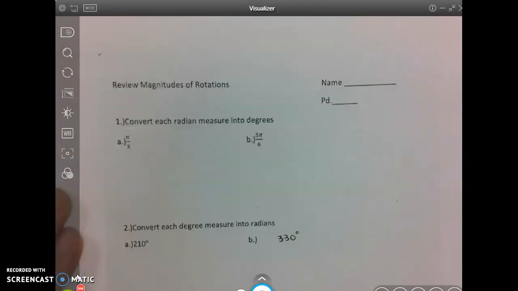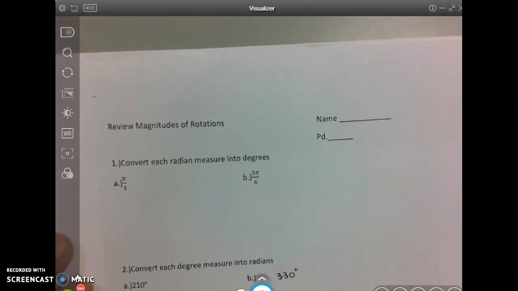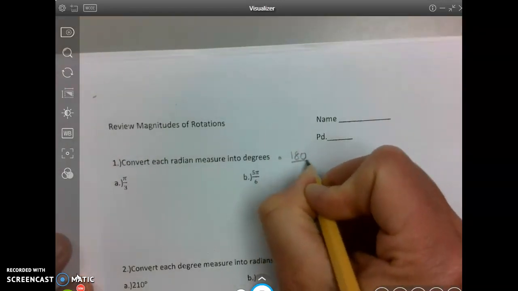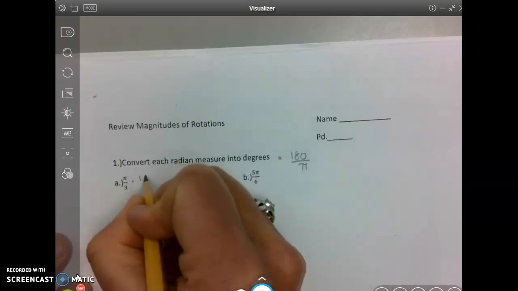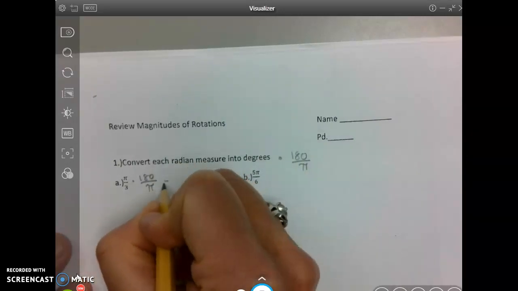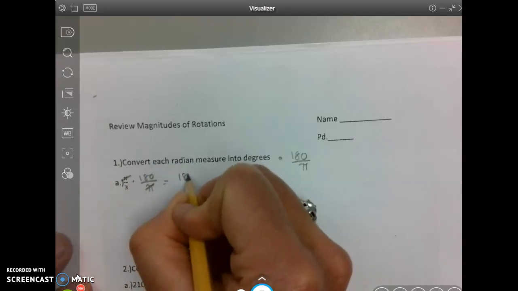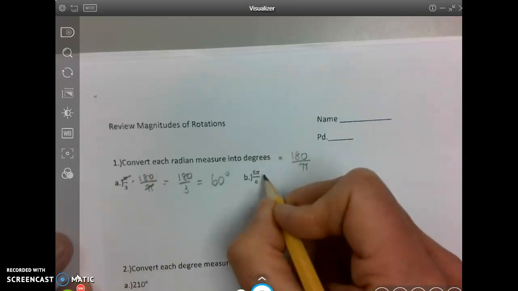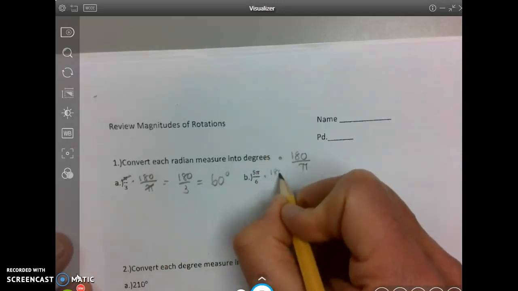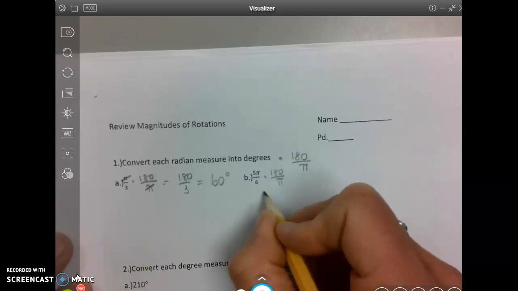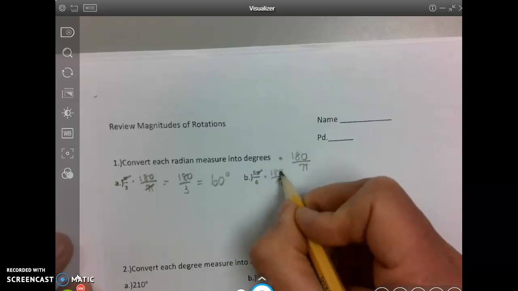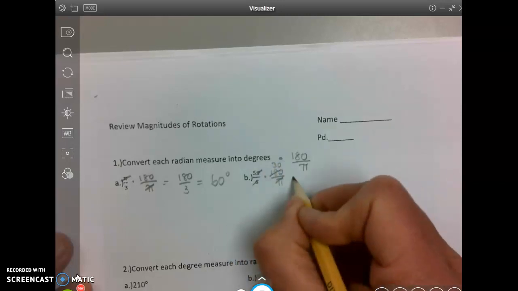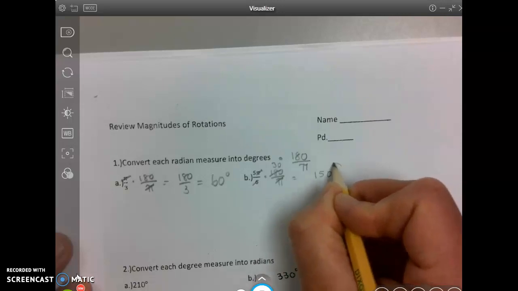A little more practice in converting. Convert each radian measure into degrees. So we're going to multiply by 180 over pi. Pi's cancel, and I'm left with 180 divided by 3, which is 60 degrees. Again, I multiply by 180 over pi, and the pi's cancel. 180 divided by 6 is 30. 5 times 30 is 150 degrees.